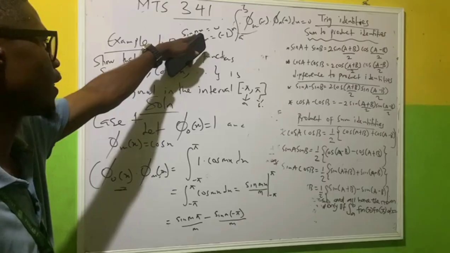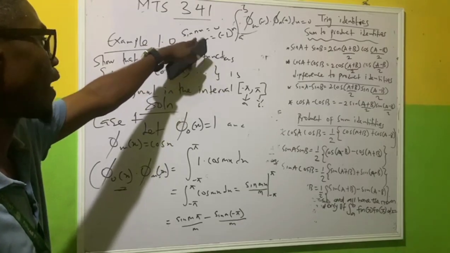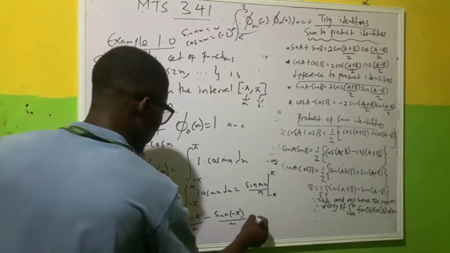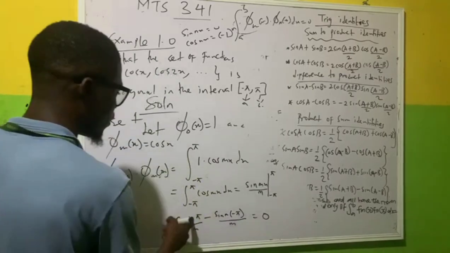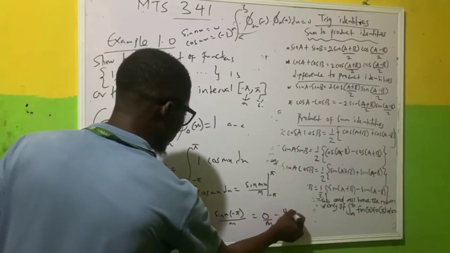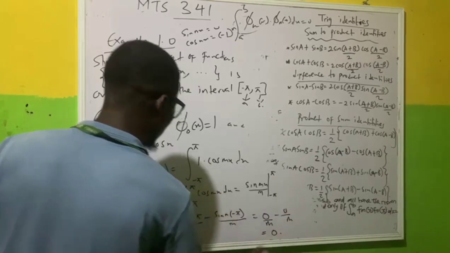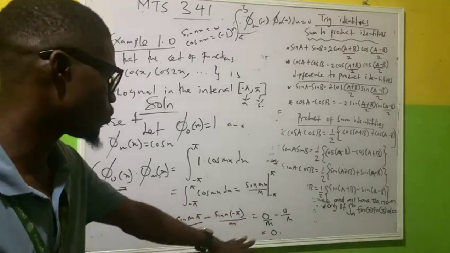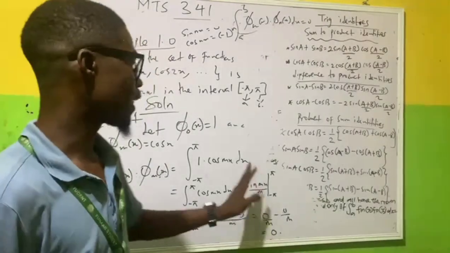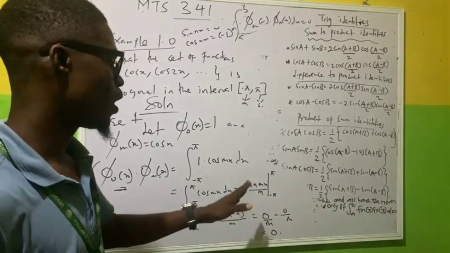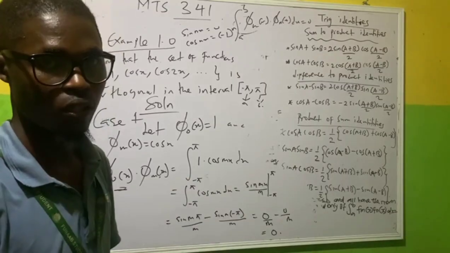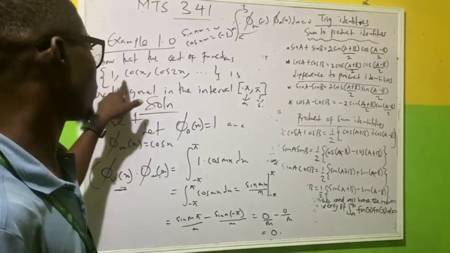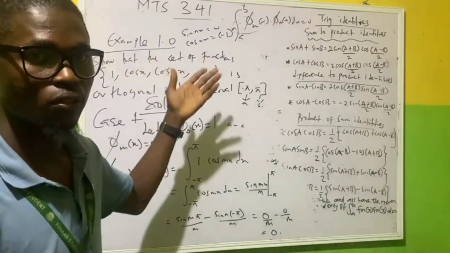So I might decide to put n, I should not put m, and I can decide to put any constant there. Alright, so at the end of the day, this one is equal to 0, because it is 0 divided by m minus 0 divided by m. At the end of the day, you're having 0. So you can see solving for this one, it is giving us 0. So it satisfies that what? It is orthogonal.